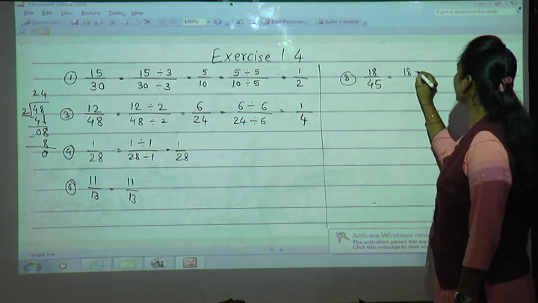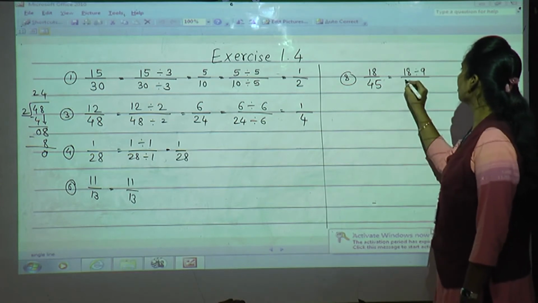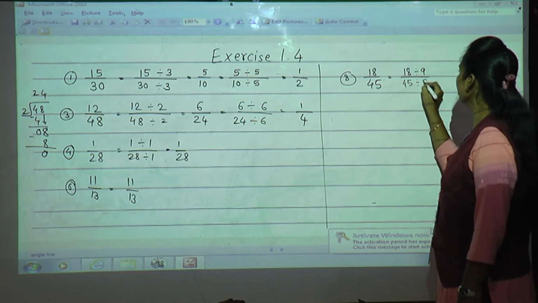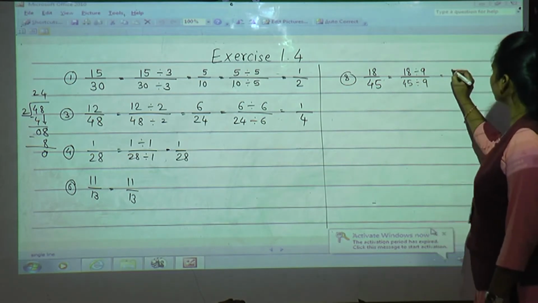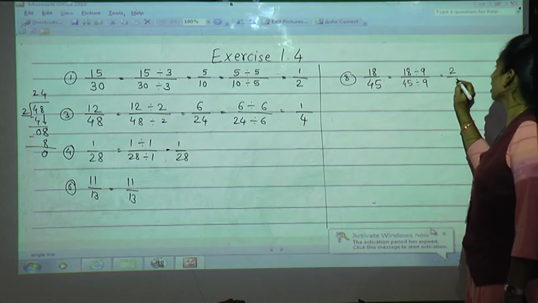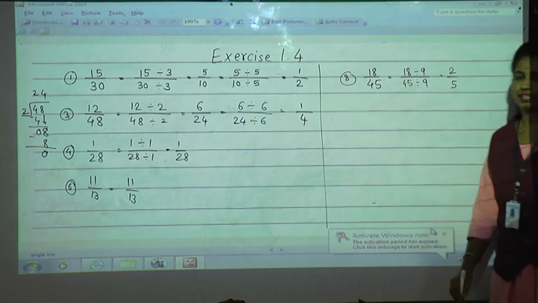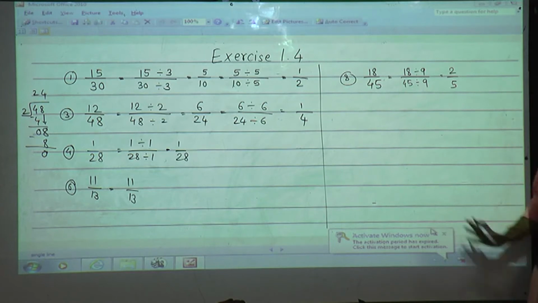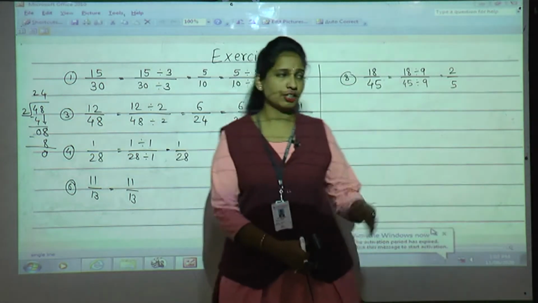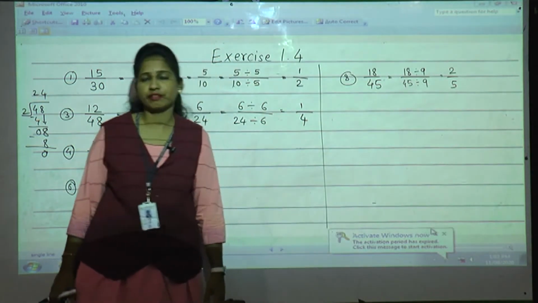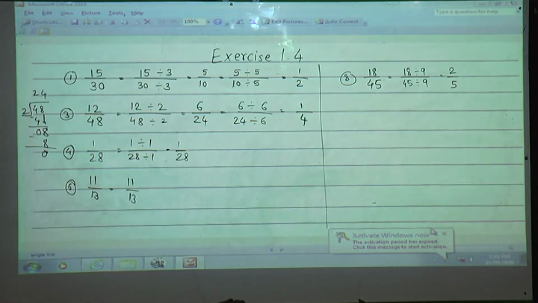So 18 divided by 9, 45 divided by 9. So 9 2s are 18 and 9 5s are 45. Clear? Yes. In this way we can simplify. Now 2 and 5 we cannot simplify. Next. Now I will solve the 9th one for you.